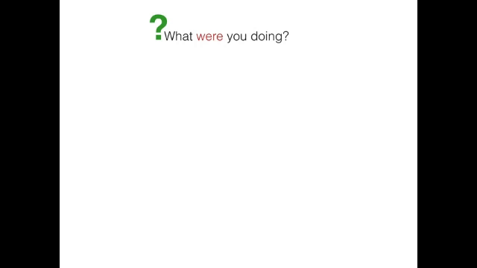We can see we are again using the verb to be, only now in the past, and putting ing on the end of the other verb. The thing is, we now have a problem in understanding the question because we need to know when. So let's say yesterday at 10. What were you doing yesterday at 10?